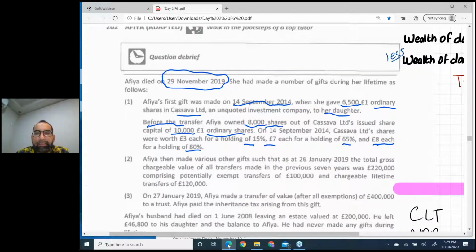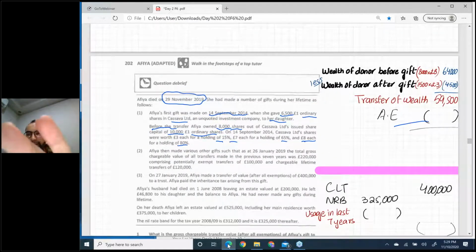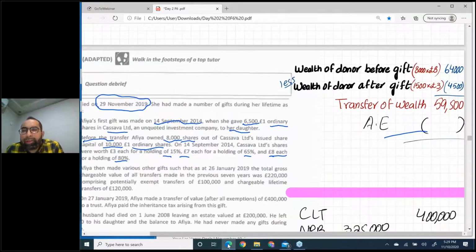See the screen, the first line: wealth of donor before gift. Sorry, the writing is a little small. She already had 8,000 shares, and an 80% holding is worth £8 per share. So 8,000 times £8 is 64,000, right? Less wealth of donor after gift.